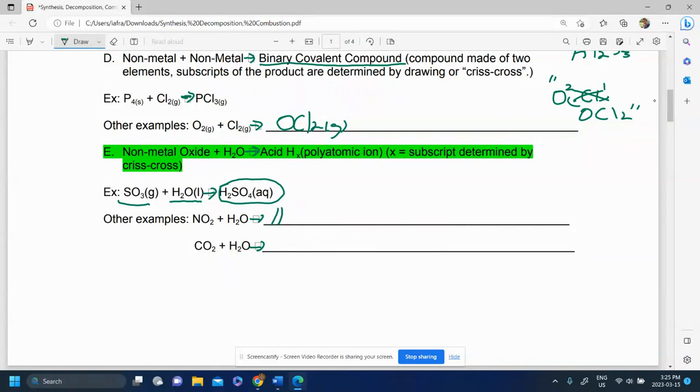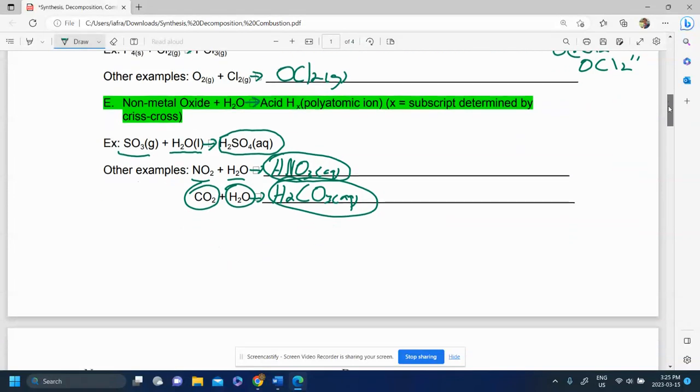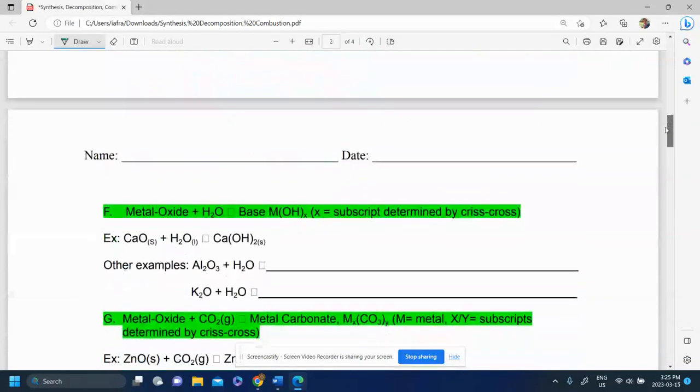So for example, here I'd get HNO3 aqueous. And again, the trick is that you have two things coming together to make one, so it's synthesis. Here you'd get H2CO3 aqueous. And the trick once again is two things making one. Okay, so anything green is simply enrichment. I wouldn't expect you to know how to predict it, just to identify that it is synthesis.